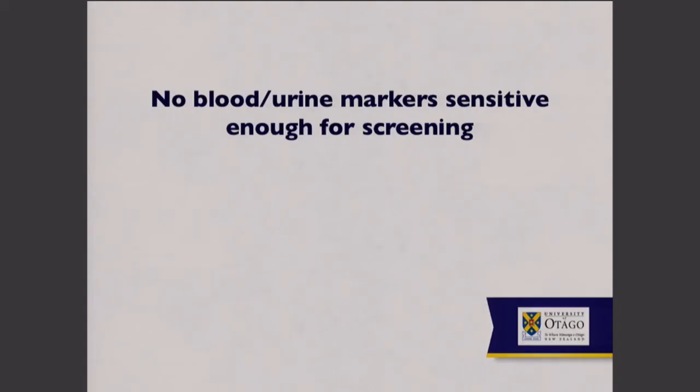So really there isn't a good test for screening for these, or if you're a bit suspicious about what's going on in a patient in front of you, you can do the tests, but they mightn't actually be helpful for what's going on.